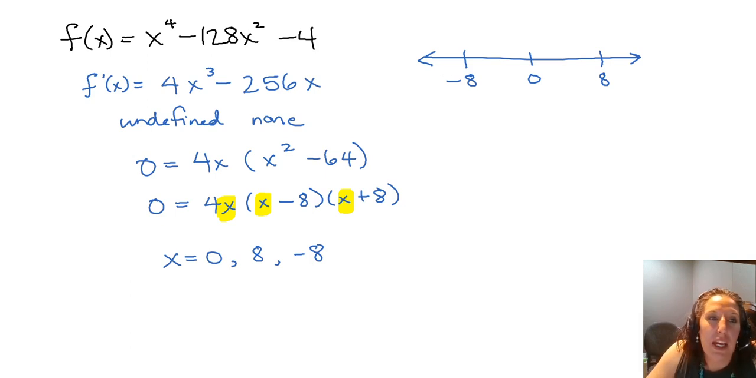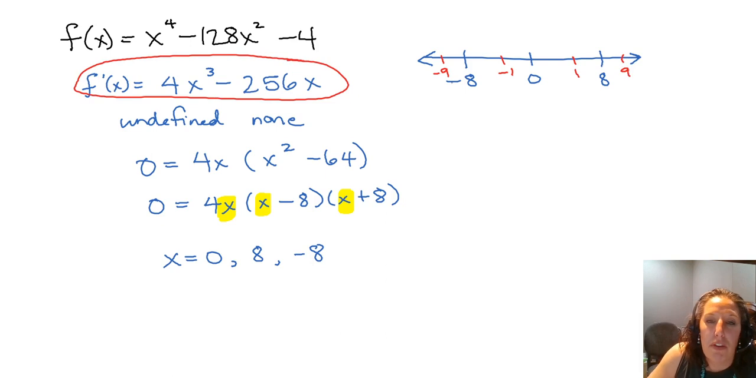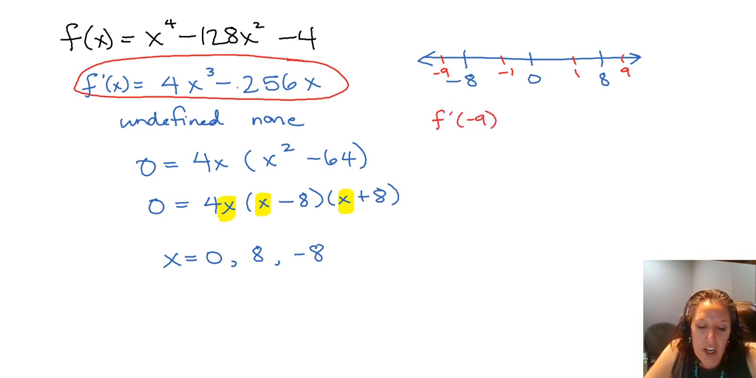And now we're going to pick a value in between each of those. So I'm going to pick -9, -1, 1, and +9, and plug that into my first derivative. So f prime of -9, I don't necessarily need to know the number here, I just need to know whether it's positive or negative. If I plug in a negative number, I'm going to get a negative for my first term, and if I plug in a negative, I'm going to get a positive for my second term.